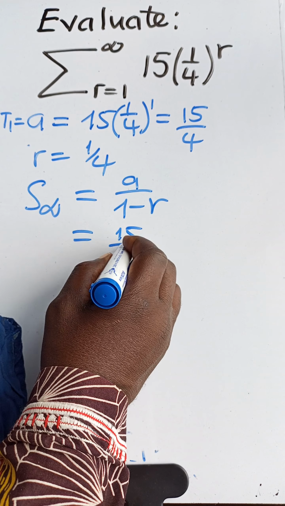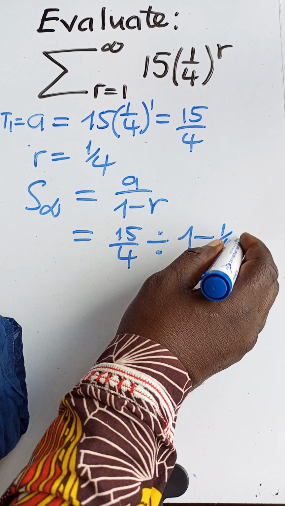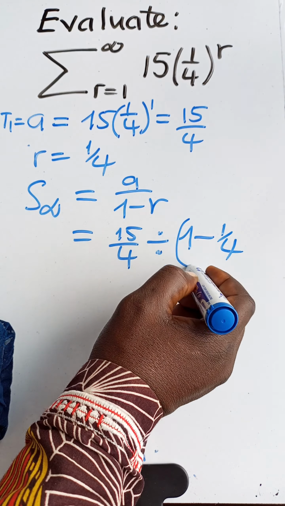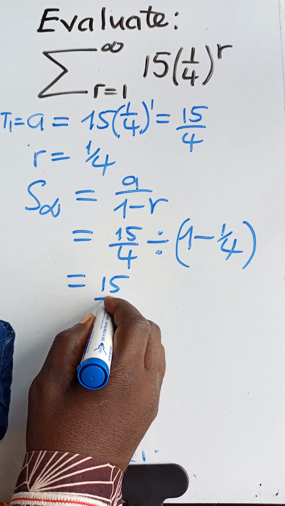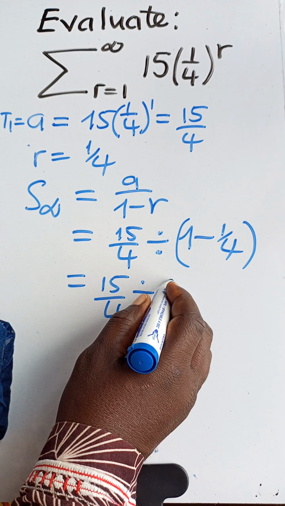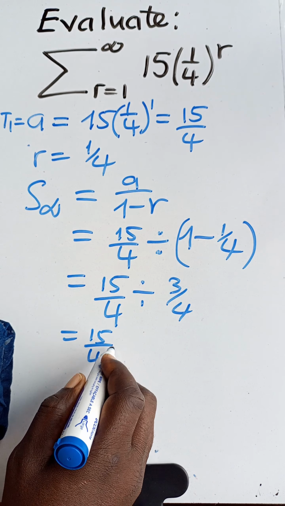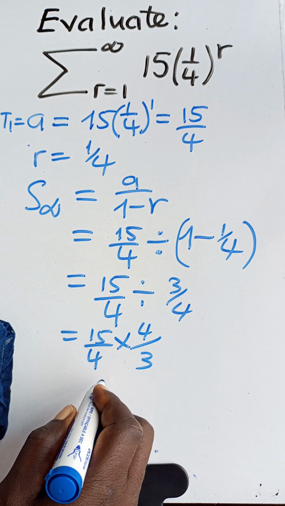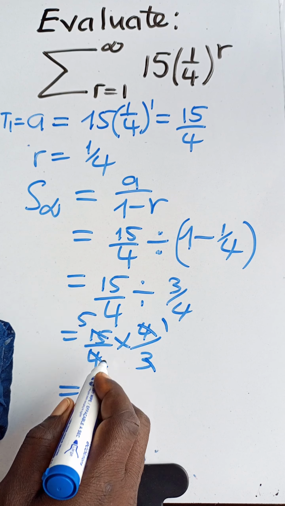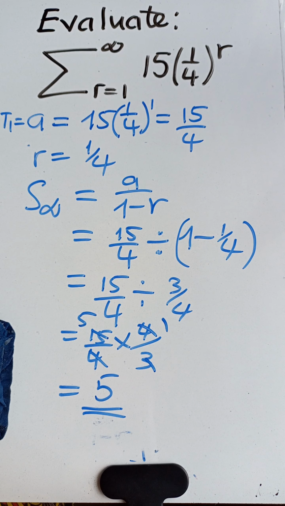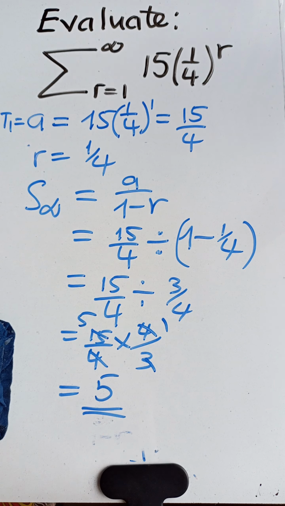So it is 15 all over 4 divided by 1 minus 1 all over 4. This is 15 all over 4 divided by 3 quarters. This is 15 all over 4 multiplied by 4 all over 3, which is 5. So the sum to infinity, or this expression, gives us 5.